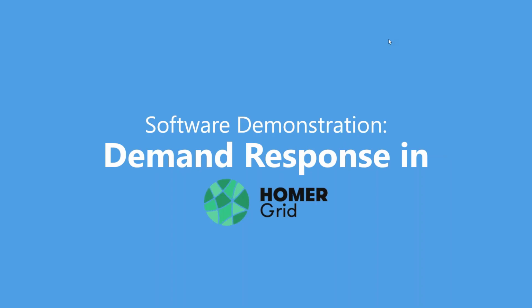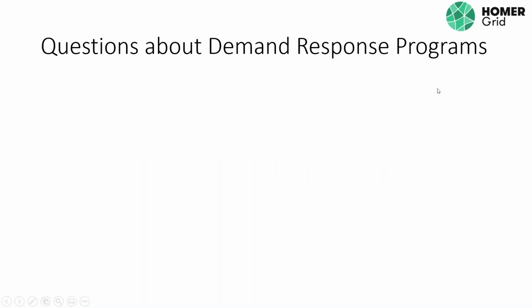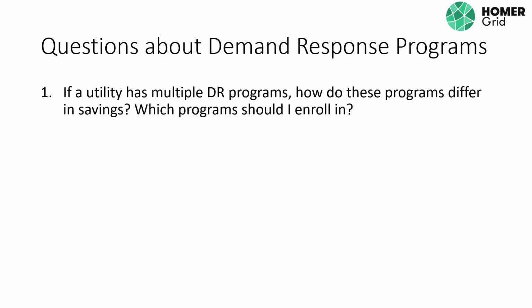Today we're going to model demand response in HOMER Grid. Now, if I were a commercial or business owner and my utility was offering these demand response programs, some of the questions that I would like to answer would be: how do these programs differ from each other? How much could I potentially save under each program?